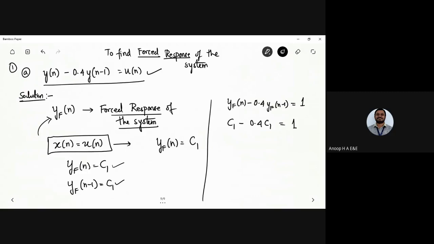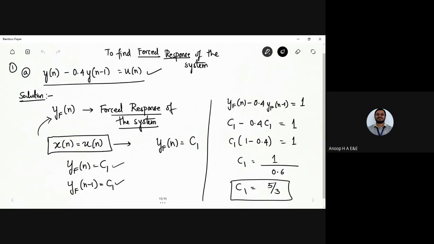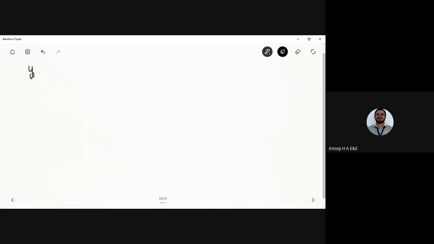So c1 needs to be calculated: c1 times (1 minus 0.4) is equal to 1. So c1 would be 1 divided by 1 minus 0.4, that is 1 divided by 0.6, which I can write as 5 by 3. So I have 5 divided by 3 as the forced response of the system.